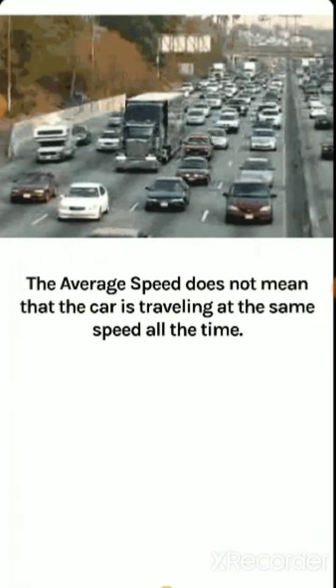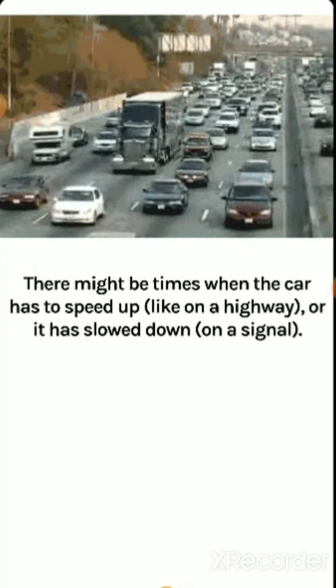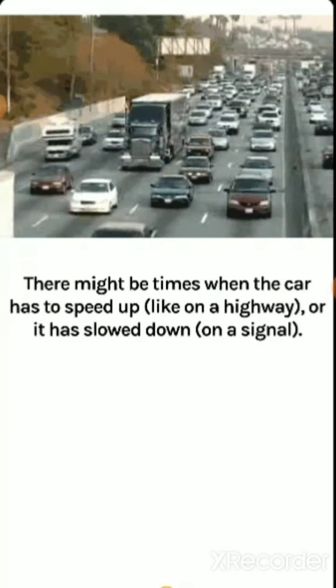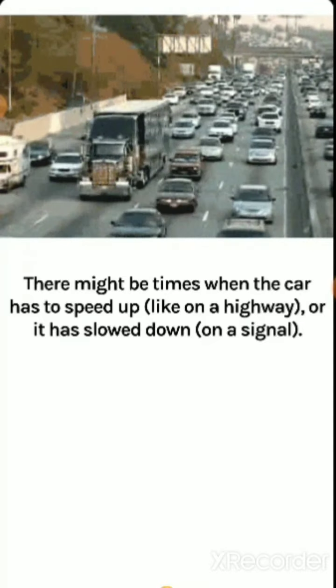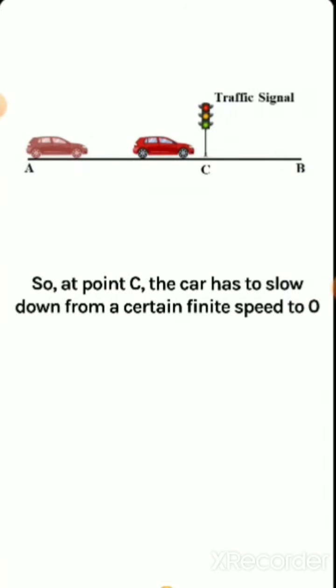The average speed does not mean that the car is traveling at the same speed all the time. There might be times when the car has to speed up, like on a highway, or it has to slow down at a signal. Let us consider a point C between A and B where there is a traffic signal. So at point C, the car has to slow down from a certain finite speed to 0. The speed of the car becomes 0 at C.